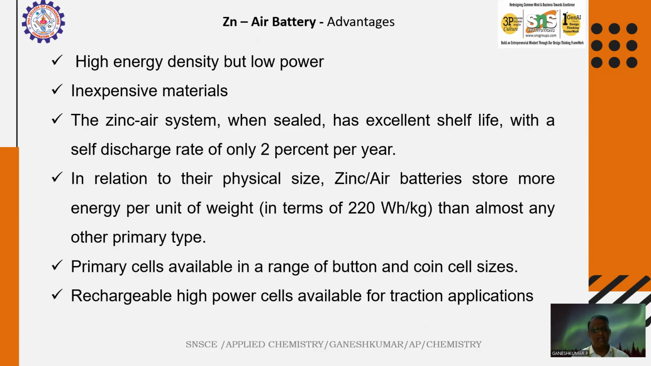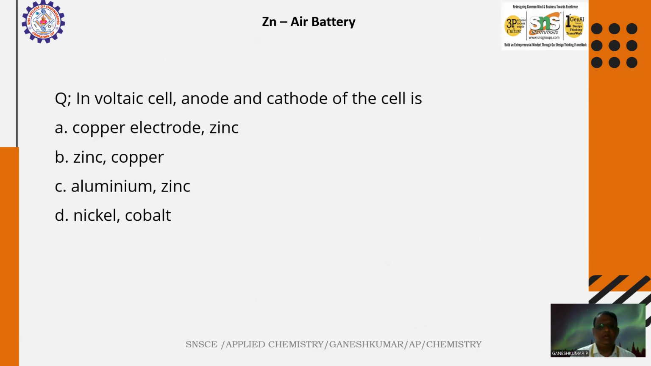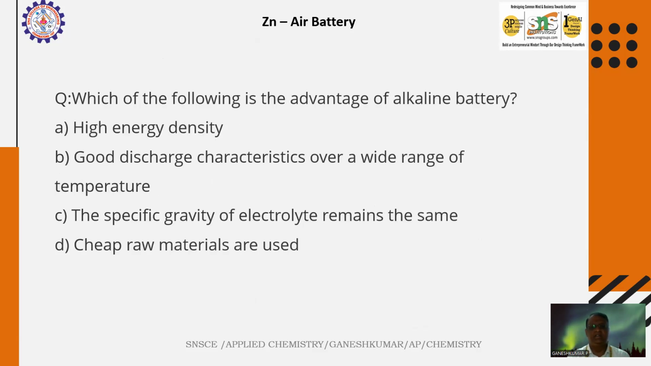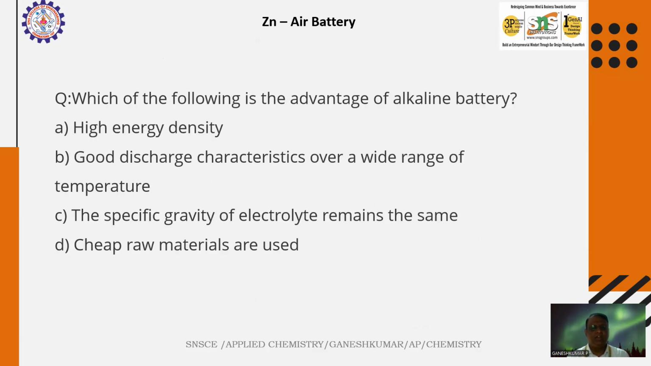And nowadays, rechargeable high-power cells are available, but it is somewhat difficult to produce high power in them due to their reversible reaction capacity. So from this, we can go through these questions. Which of the following is an advantage of an alkaline battery? High energy density is a major advantage. And a cheap raw material we can use because oxygen is being used.